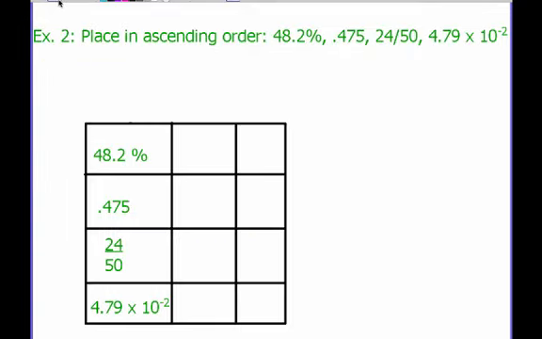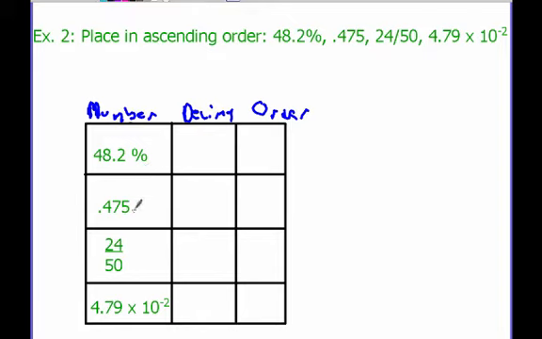So we take a look at another example here. Example 2 says place in ascending order. And I've got 48.2%, 0.475, 24 over 50, and 4.7 times 10 to the negative 2. The way I would suggest doing these is to make a table like I've got here. In the first column, I've just got the number as it's written. In this column here, I'm going to write that number as a decimal. And then over here, in my third column, I'm going to put what number it should be in order.